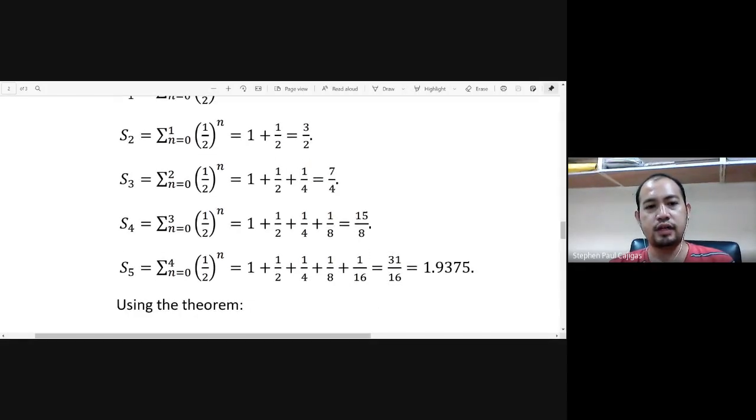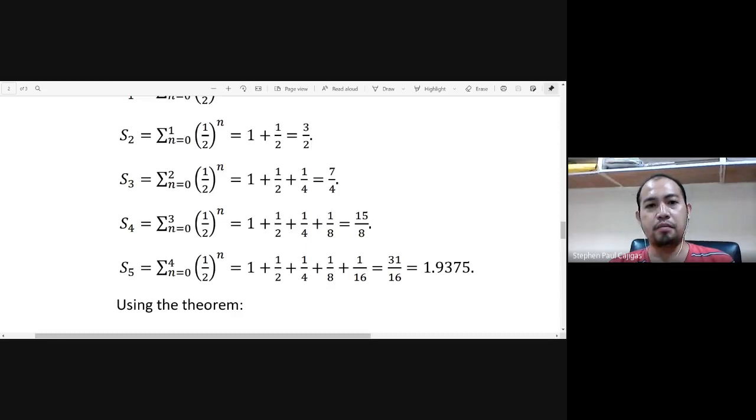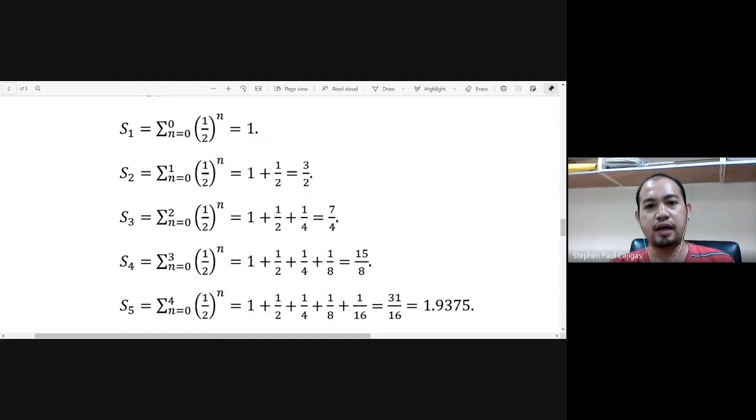The third partial sum, we start from n equal to 0 up to 2. That's 1/2 to the power 0 plus 1/2 to the power 1 plus 1/2 to the power 2. Add them all up, you will get 7/4. Fourth partial sum, same process, n from 0 to 3: 1/2 to the 0 plus 1/2 to 1, 1/2 power 2, 1/2 power 3. And then the fifth partial sum, 1/2 power 0 up to 1/2 power 4. Add them up, we get 31 over 16. And it so happened that a pattern came up in the partial sums.